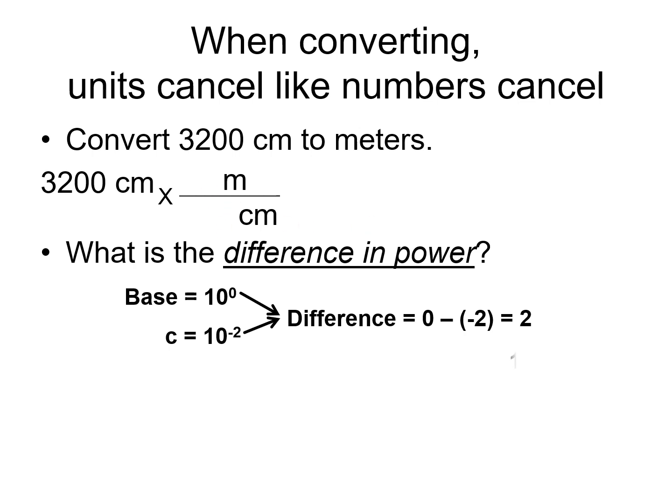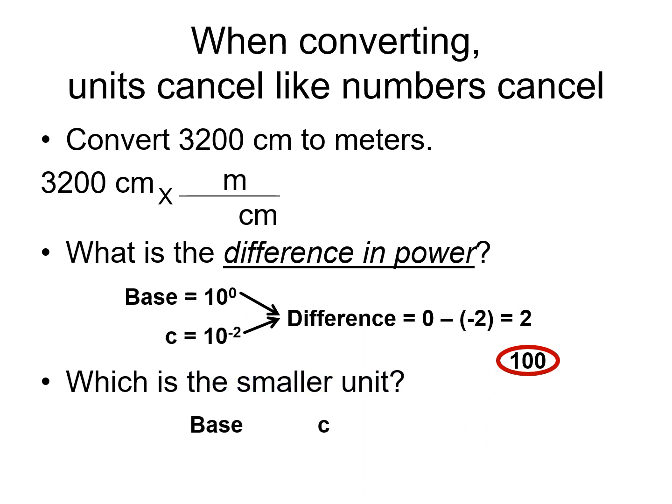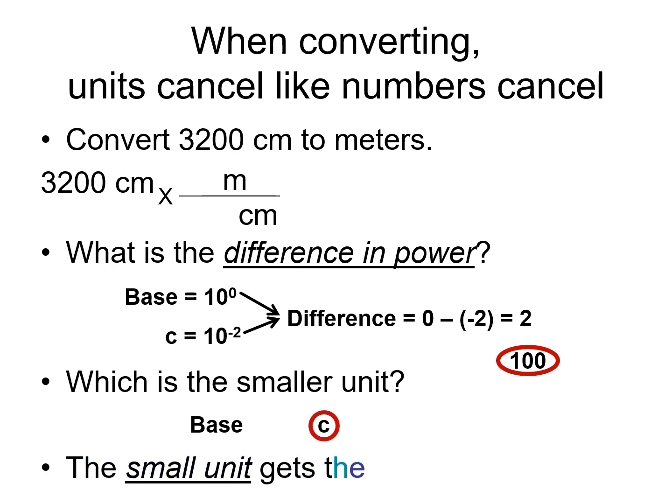So 10 to the second power is going to be 100. So we're going to take 100 and we're going to put it either in the top or the bottom. Now the question is, which one is it going to go to? Is it going to go to the base or is it going to go to the centi? Well, whichever one is the smaller unit is going to get the bigger number. So since centi is smaller than the base unit, then that means that centi is going to get the 100 and then meters is going to get the 1. So that's going to be our conversion. That gets us to where we need to go.